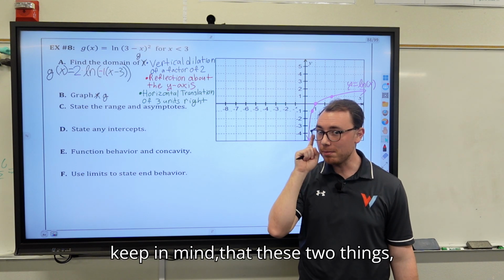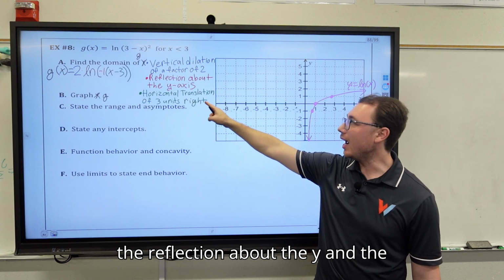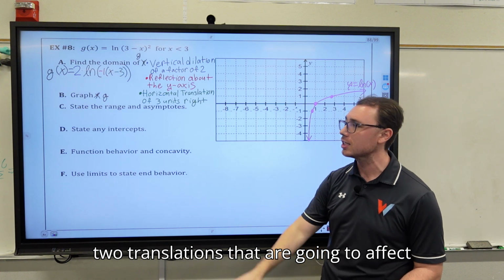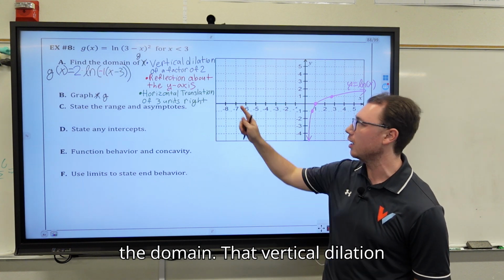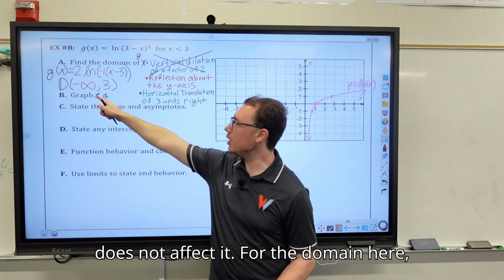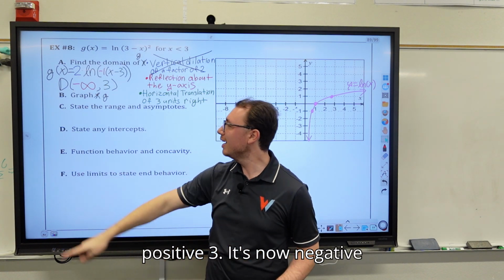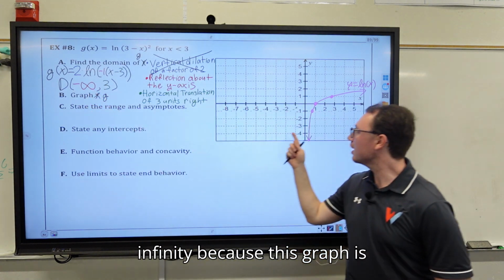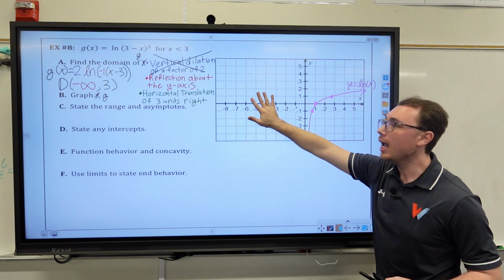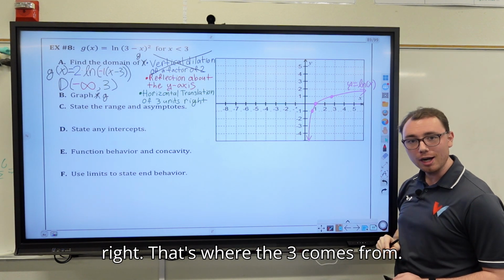However, keep in mind that these two things, the reflection about the y and the translation of 3 units, are the only two transformations that are going to affect the domain. That vertical dilation does not affect it. The domain here is going to be negative infinity to positive 3. It's now negative infinity because this graph is reflected over the y-axis, and then it's shifted 3 units to the right. That's where the 3 comes from.